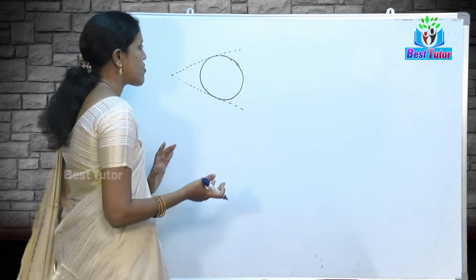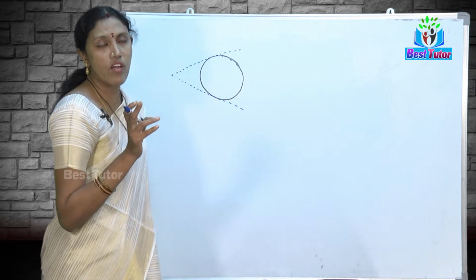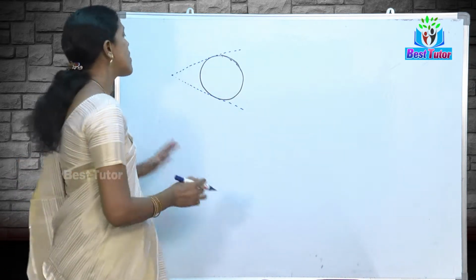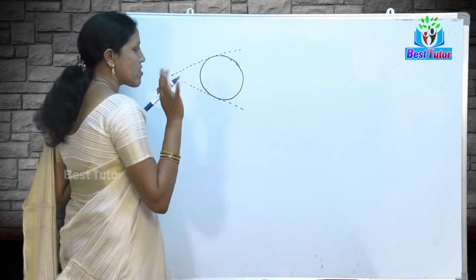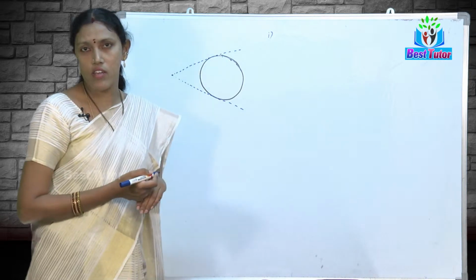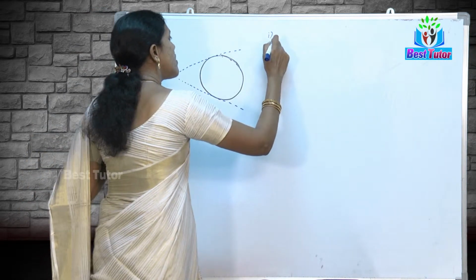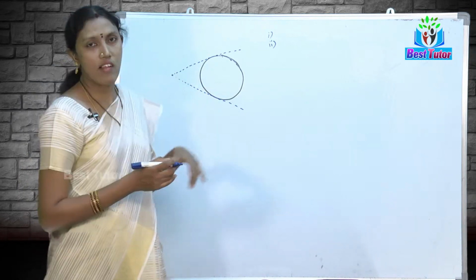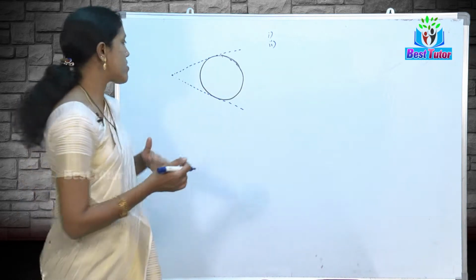Now what does the theorem state? If 2 tangents are drawn to a circle from an external point, then the lengths of the tangents are equal, right? Lengths of the tangents are equal. There are 3 points in this theorem. The first one, lengths of the tangents are equal. Second one, they make equal angles at the center, or they subtend equal angles at the center.